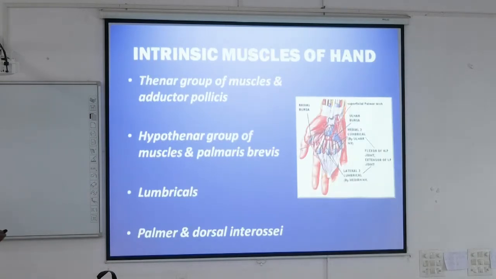Now, intrinsic muscles of the hand: the thenar group of muscles, adductor pollicis, hypothenar group of muscles, palmaris brevis, lumbricals, palmar and dorsal interossei. Now, you have read the lower limb, the foot, the interossei, lumbricals, and because we were quadrupeds, and with evolution, the evolution of erect posture, hands have gone through transformation and anatomical changes, and to hold and grasp.